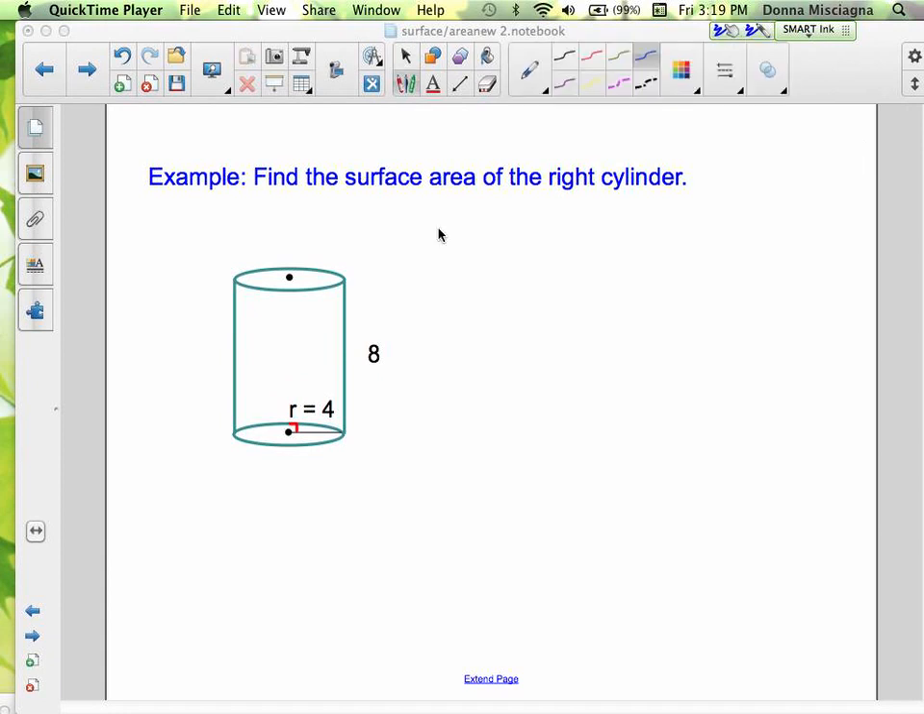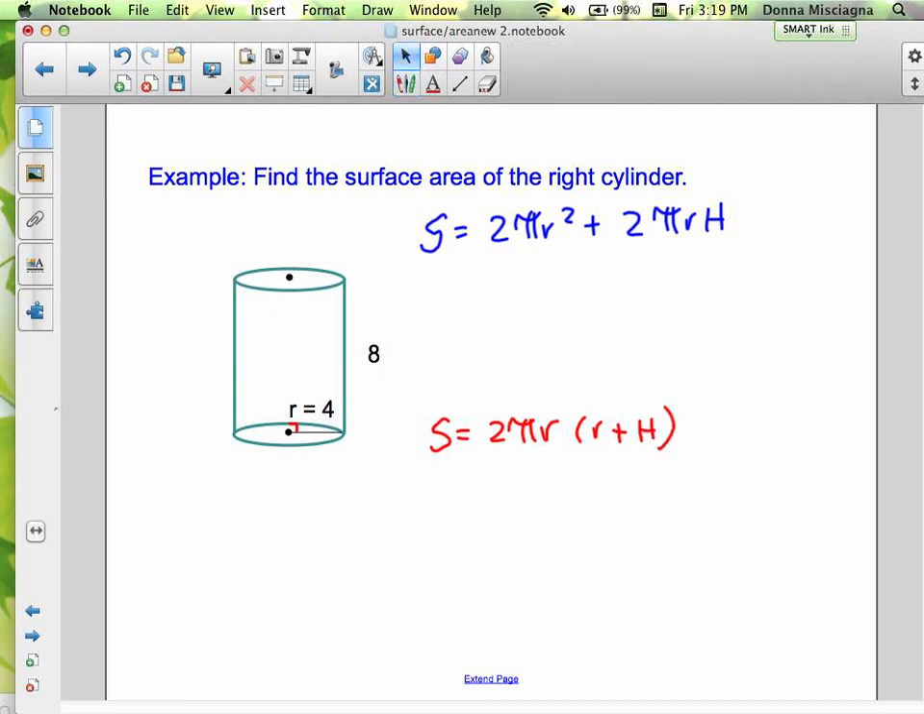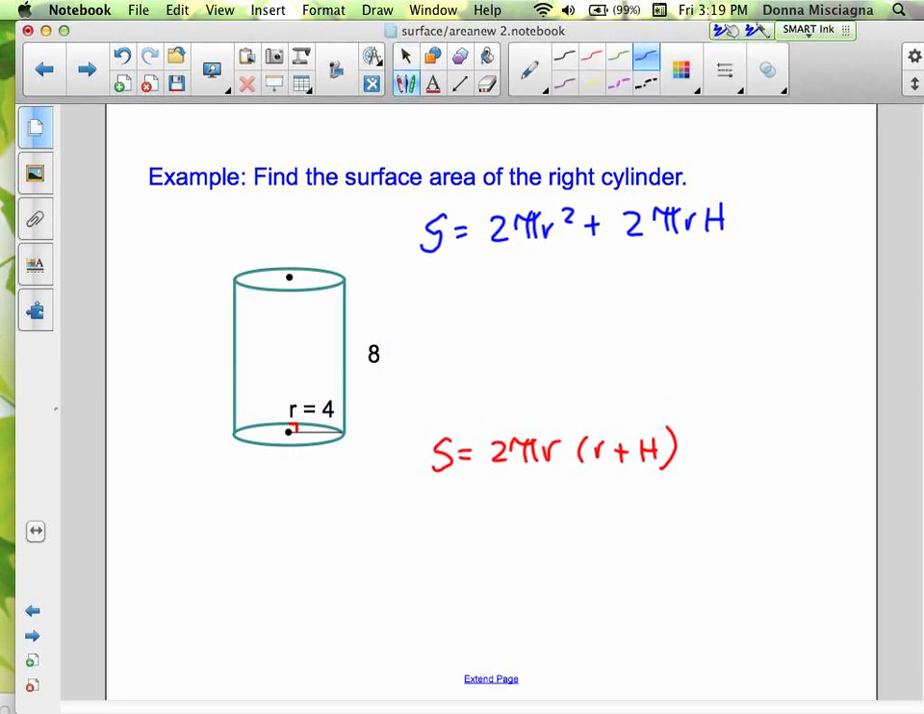In other words, they might like the 2 pi r squared plus 2 pi r h. And others of you might like my rewrite, s equals 2 pi r times r plus h. So for everyone's benefit, anytime I've got surface area, I'll solve it both ways, right? If it's in your notes, you just need to pick one and write it one way.